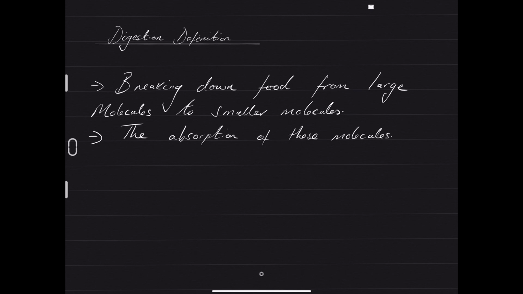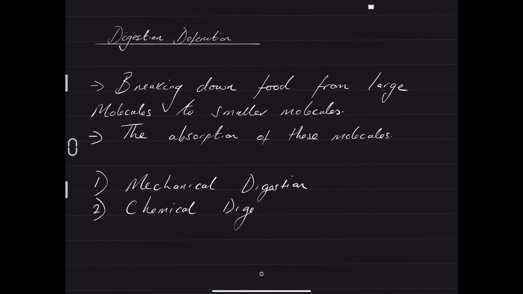To answer this question, we need to first understand that digestion can be categorized or put into two types of groups. First one is mechanical digestion. And the second one is called chemical digestion. So we've got mechanical digestion and chemical digestion.